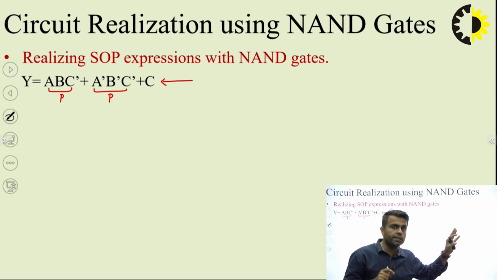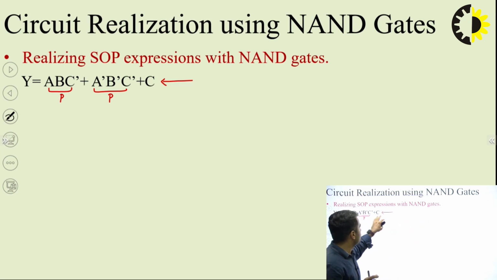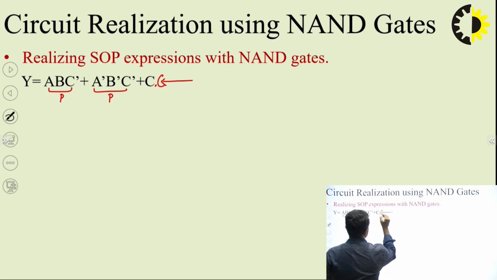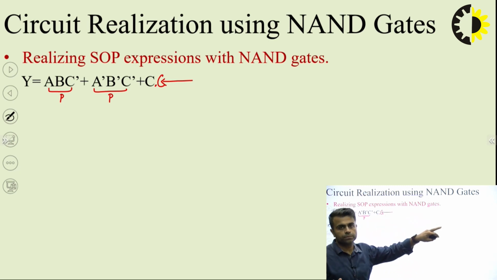So it cannot be termed as AND OR realization, because this third component is not the product. It is not coming from an AND gate. So to give it the structure of AND OR realization, I can simply multiply this C with C itself. That means instead of realizing the circuit for A, B, C complement plus A bar, B bar, C bar plus C, I am realizing the circuit for C dot C.